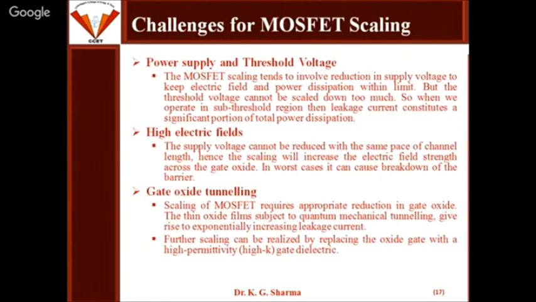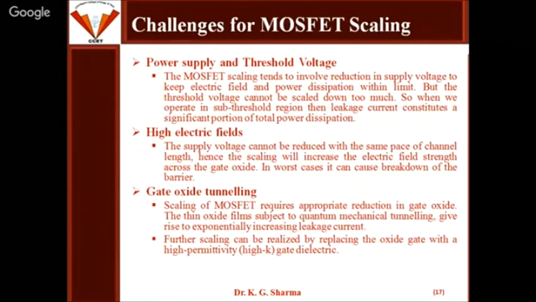So what are the challenges in MOSFET scaling? Power supply and threshold voltage. This is the first thing that comes to the mind of design engineers, that as we are shrinking the size of the MOSFET, scaling tends to involve a reduction in supply voltage to keep the electric field and the power dissipation within the limit. But threshold voltage cannot be scaled down, because threshold voltage is a physical parameter. So if threshold voltage is not scaled down, the power dissipation will be more.